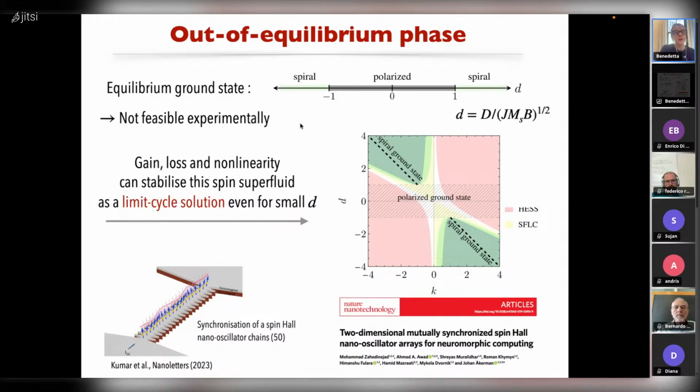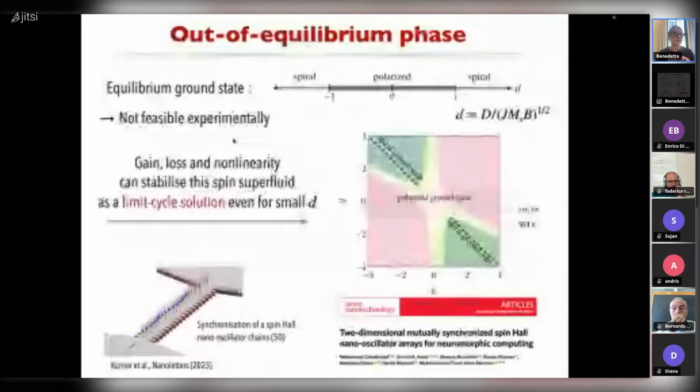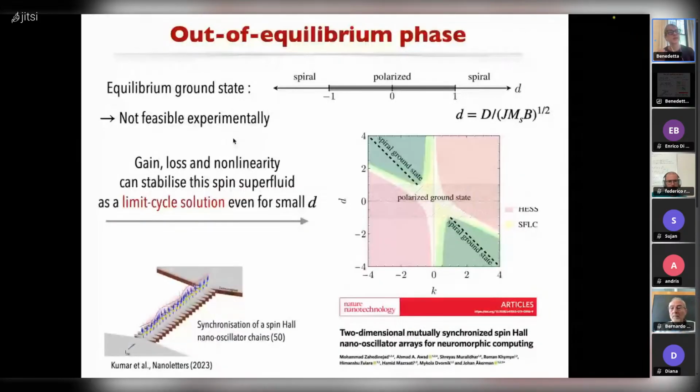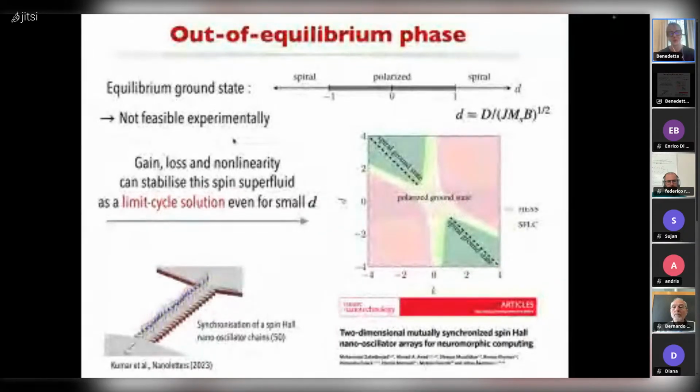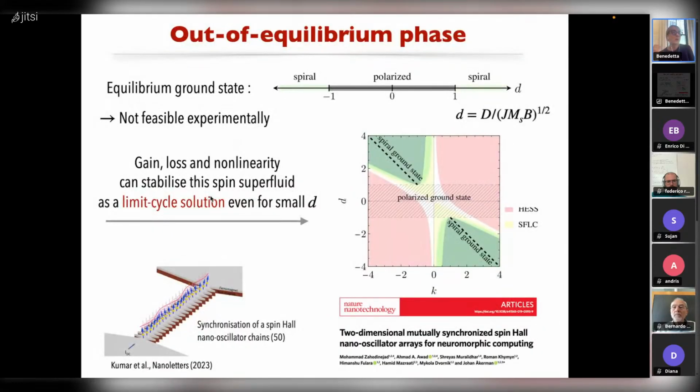So what we found instead, by driving our magnetic heterostructure out of equilibrium, is that through a complex interplay of gain, loss, and nonlinearities, you can stabilize this chiral spin superfluid state as a limit cycle solution. We are driving the system, and eventually the system enters this spiral. I will show you soon a picture that hopefully explains it a bit better. And it really stabilizes this spiral as a limit cycle solution.